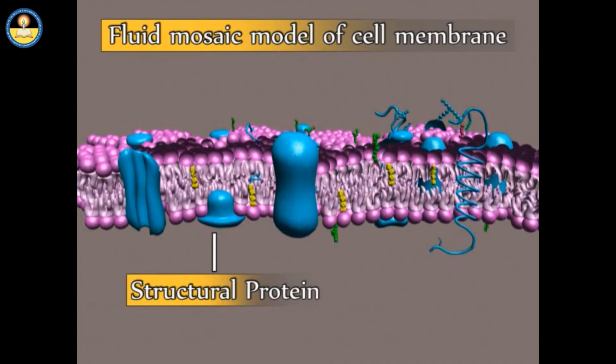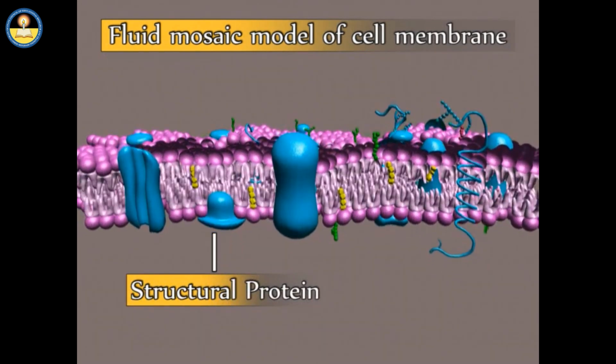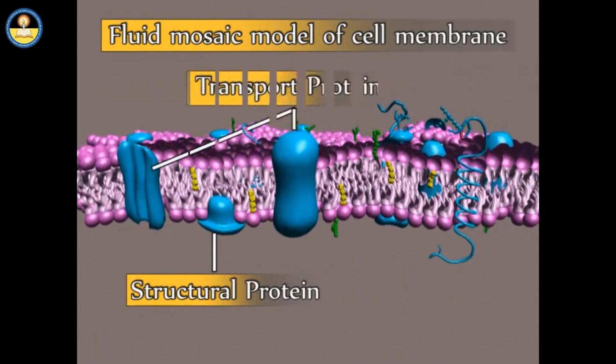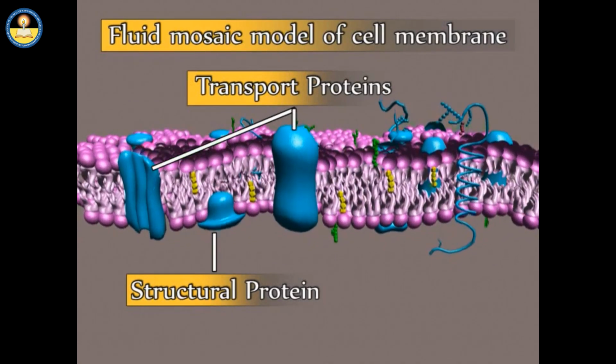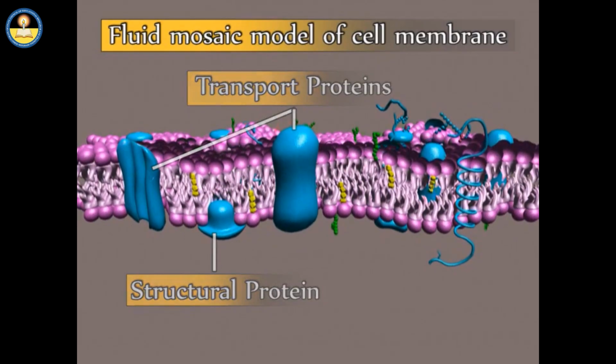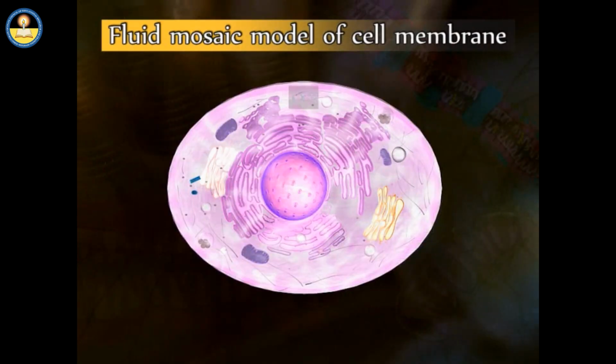Structural proteins help to give the cell support and shape. Transport proteins are embedded in the cell membrane and help the cell in transport of substances across the membrane.